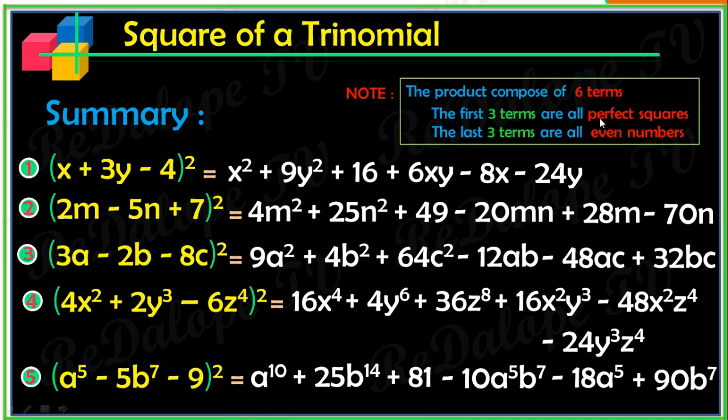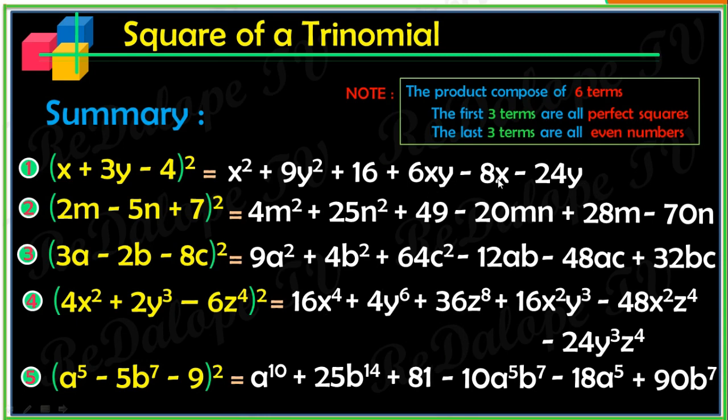Now the first 3 terms are all perfect squares. So 1, 9, 16, 4, 25, 49, 9, 4, 64, 16, 4, 36, 1, 25, 81 are all perfect squares. We can say that these numbers are perfect squares by finding the square root and seeing if the square root is a whole number. Now the last 3 terms are all even numbers.